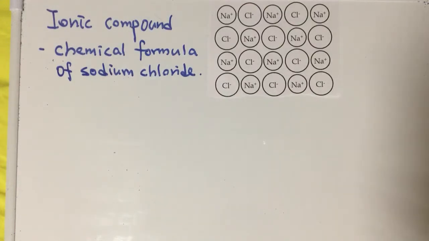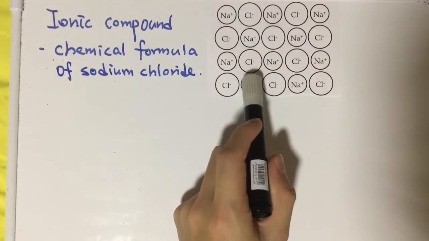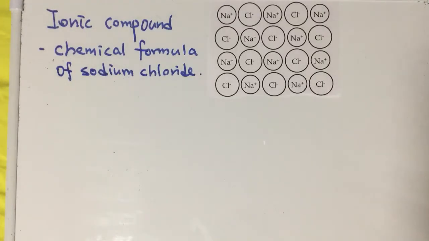Hello everyone, this time we would like to talk about the chemical formula of ionic compound. And this time we will use an example of sodium chloride to illustrate. So let's see on the right hand corner here. This is actually the model of sodium chloride. Yep, it is actually a part of the sodium chloride. So anyway, let's take a look.